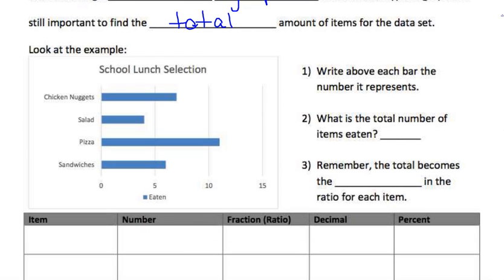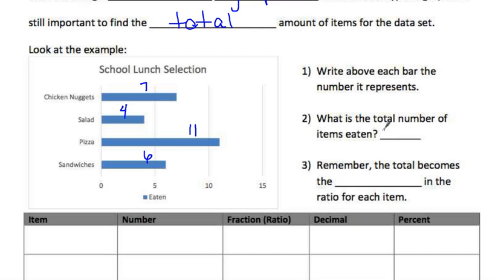If we look at this graph, it's a bar graph comparing school lunch selections, and it says right above each bar the number it represents. So if we look at the top bar, 5, I'd say this bar is about 7. Salad is a little bit below 5, so that one's going to be 4. This one here is right past 10, so that's going to be 11. And this one here is right past 5, so that's going to be 6.